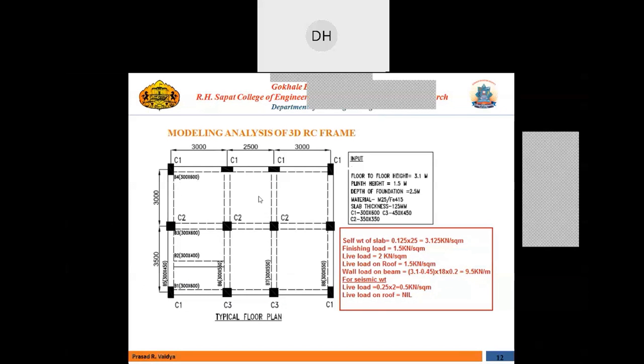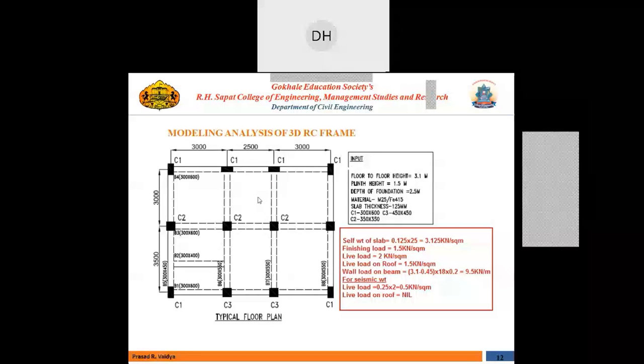In STAAD.Pro. And before that, I will just give you an introduction to the STAAD.Pro Connect edition. Whenever this software is updated or a new version is launched, the basic commands are generally the same. Now, the software basically works with two types of commands.